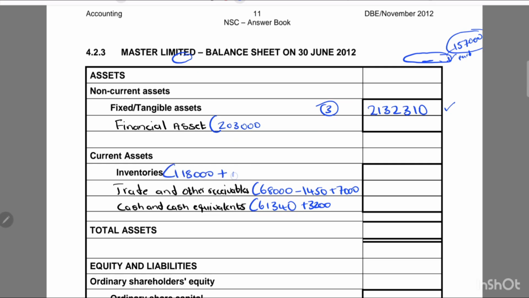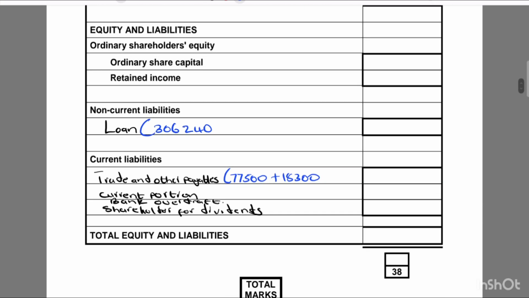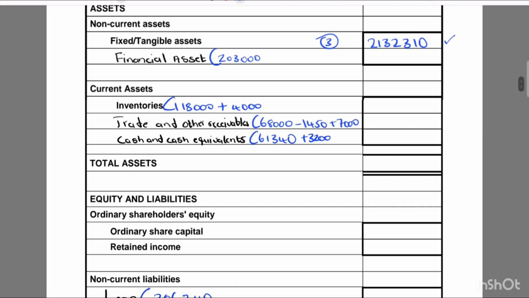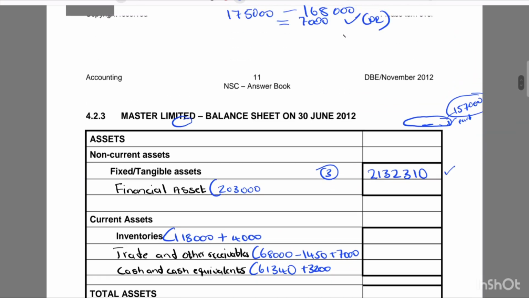118,000. We also have consumable stores on hand. Guys, on this one you need to understand your format. Your format is very important, guys. Under balance sheet, you must know what falls under inventory, what falls under trade and other receivables, cash and cash equivalent. You must know your format, guys. Please, on this one I beg you, you must know your format. Make sure you study your format for balance sheet.